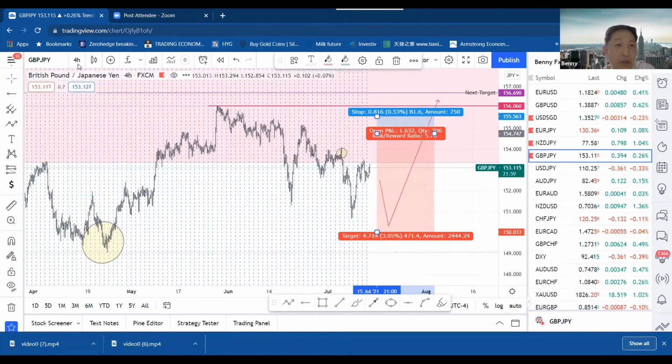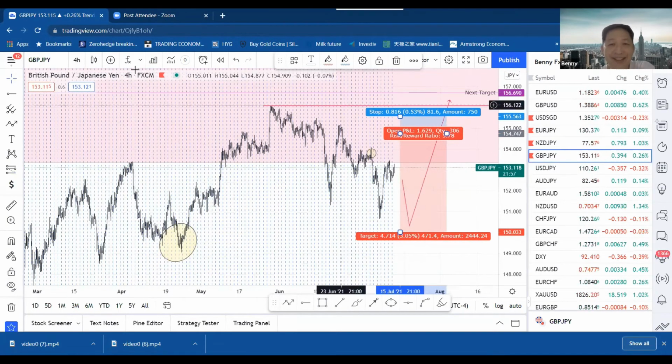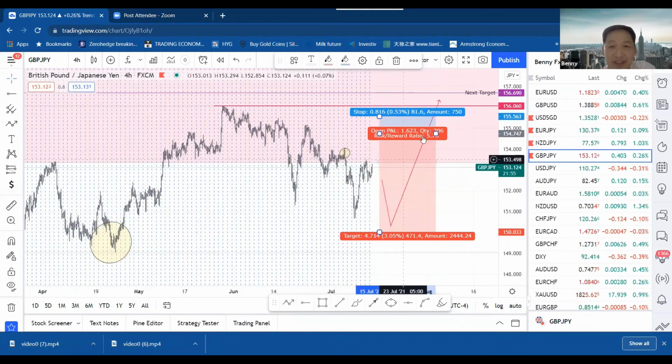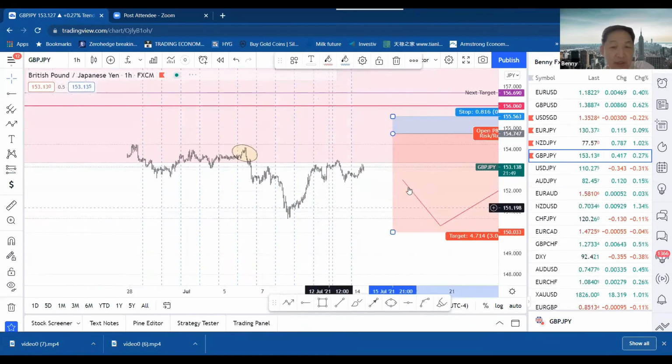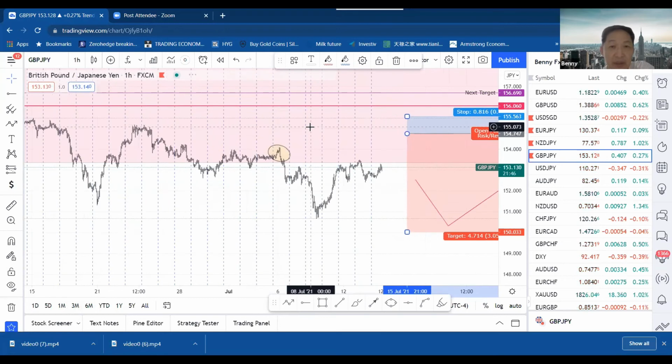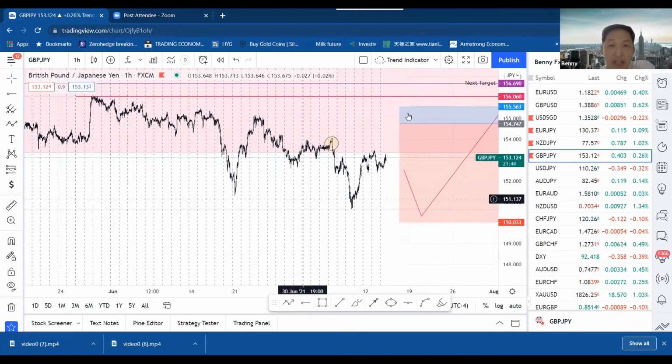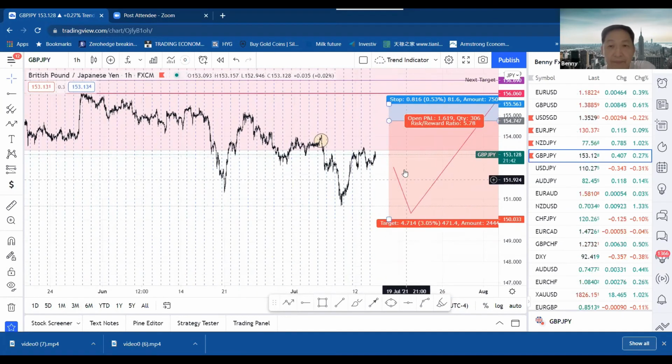Oh, sorry, this is a 4 hour, no wonder. 4 hour time frame. I see how come so little. 1:5 risk reward. But this is 4 hour, it's not unreasonable. Use 4 hour. Okay, so that is my plan for the pound yen. Any question?